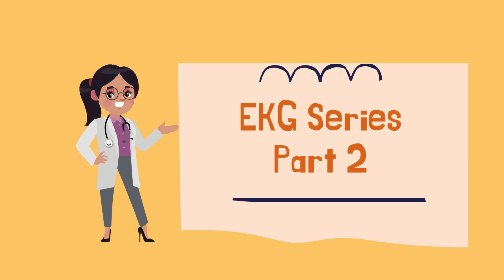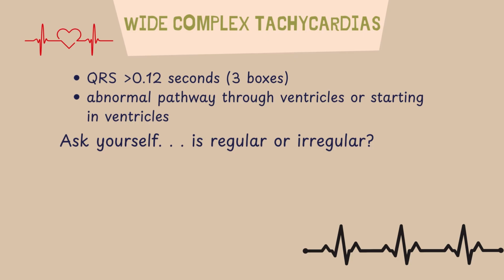Now that we've walked through narrow rhythms, let's move into wide complex world, where the QRS duration is 0.12 seconds or more, or more than 3 small boxes. That tells us that the electrical impulse is either traveling through the ventricles abnormally or it's starting in the ventricles altogether. And once again, the question we ask first is: is it regular or is it irregular? So let's start with the regular ones.